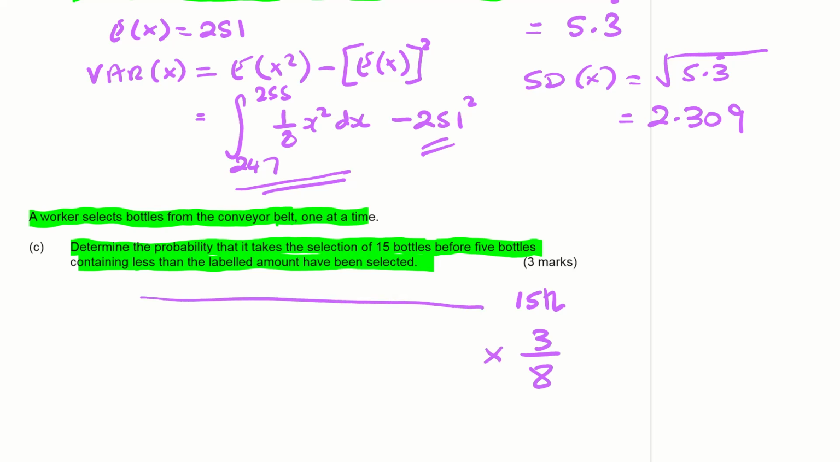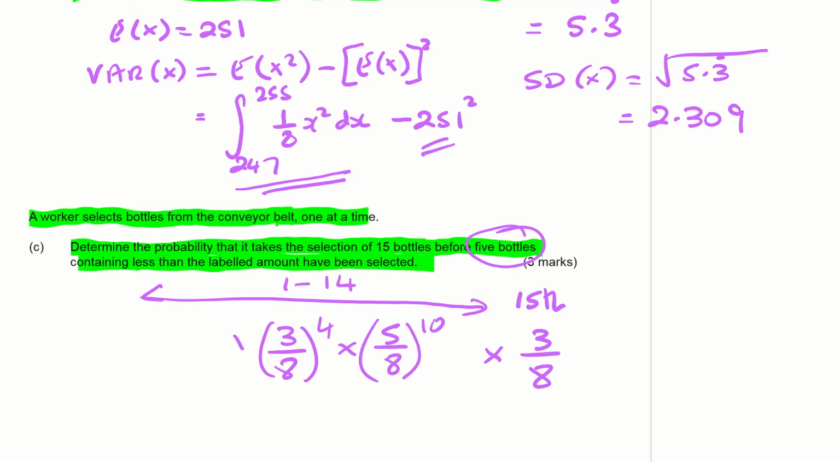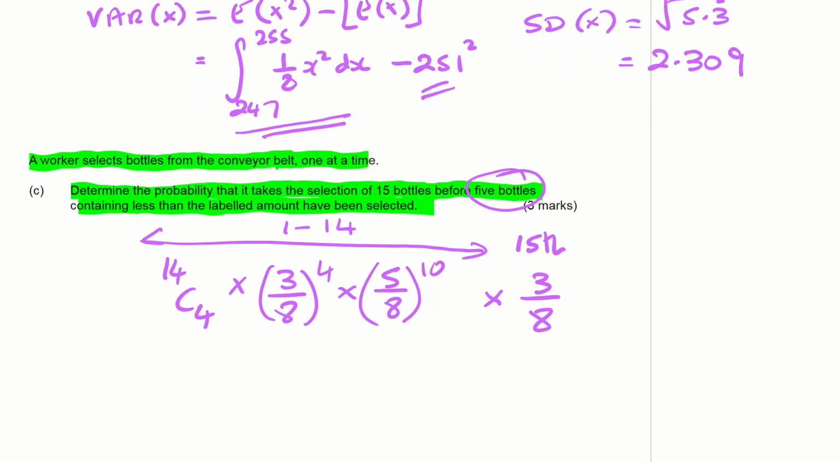In the first 14 goes, we must have had 4 bottles that were underweight. So that is going to be 3/8 to the power 4. And if that's the case, then we must have had 10 bottles that were okay. And these could occur anywhere within the 1 to 14, so we need 14 choose 4. And then we calculate all of that and we get 0.0675.